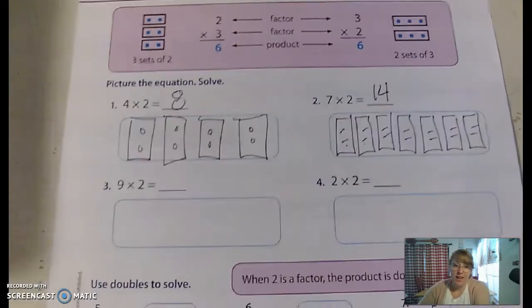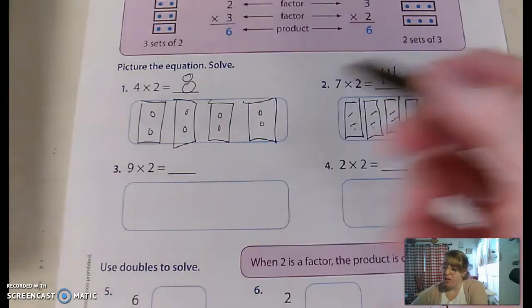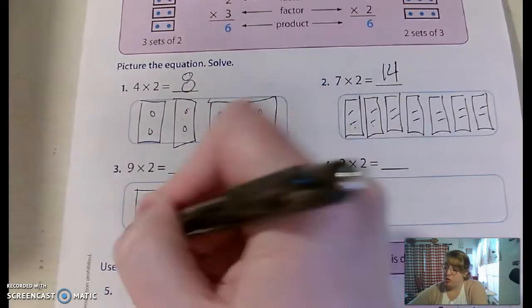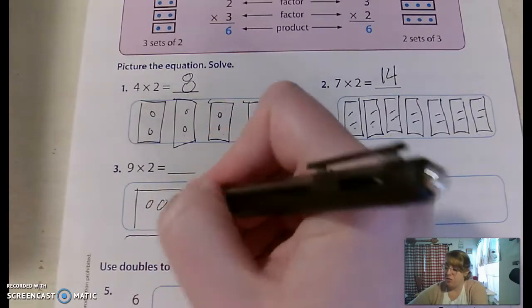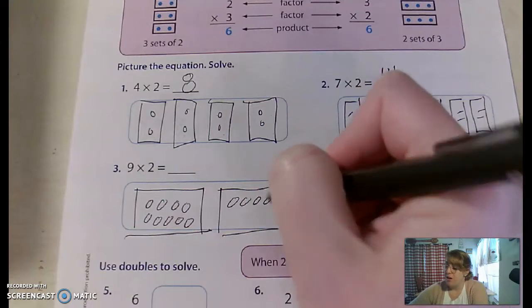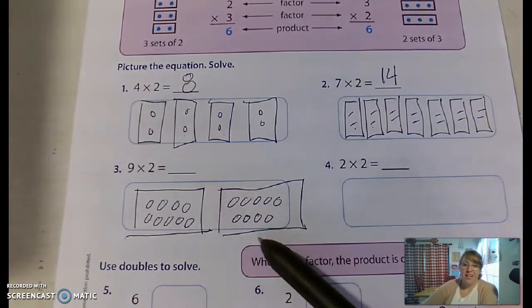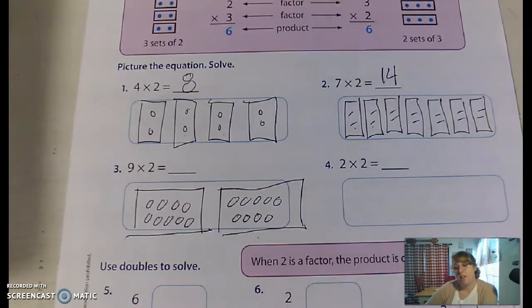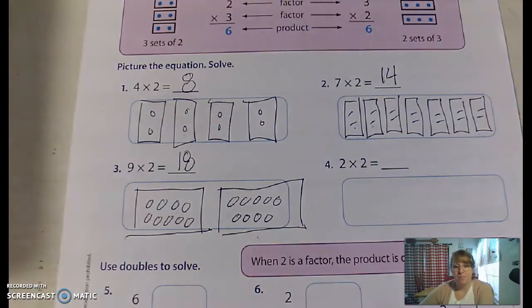So let's look at 9 times 2. Ooh, big number. Let's do this. Let's draw 2 sets of 9. 1, 2, 3, 4, 5, 6, 7, 8, 9. 2, 3, 4, 5, 6, 7, 8, 9. I have 9 here and 9 here. What's 9 plus 9? 18. So 9 times 2 is 18.